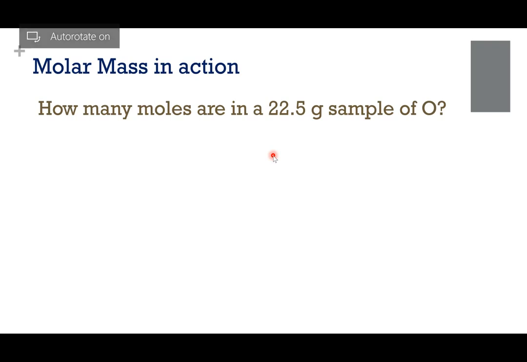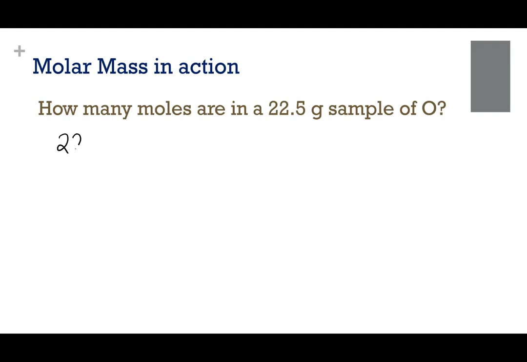So I walk over to the scale. I weigh out 22.5 grams of oxygen, and now I want to know how many moles that is. This is a unit conversion problem. I'm going from grams to moles. So what's the very first thing that I do for every unit conversion problem that ever existed in chemistry? I write down the measurement that was given.